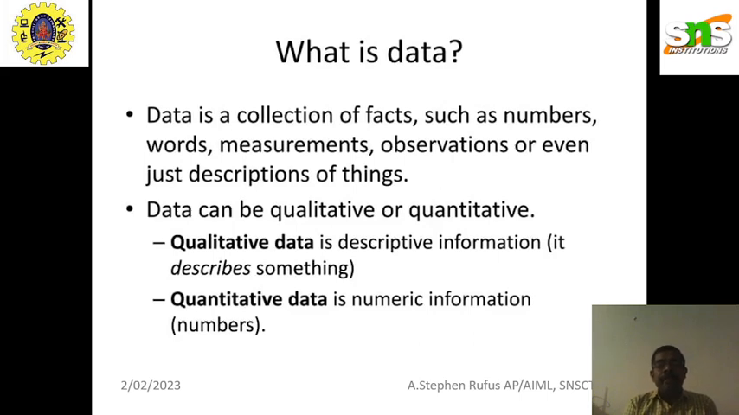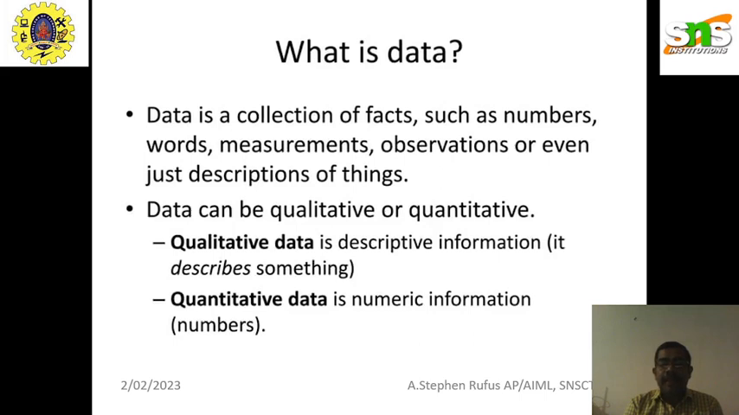Data can be qualitative or quantitative. Data may be qualitative if it is in the form of descriptive information; it may describe something. One good example: if you work in medical transcription, you are handling qualitative data. Meanwhile, quantitative data is numeric information, that is, numbers.